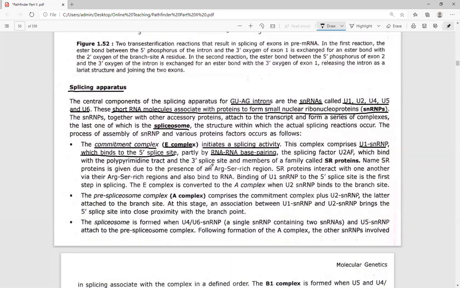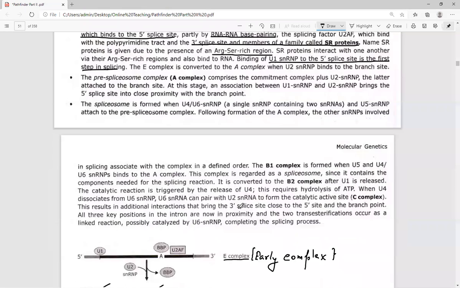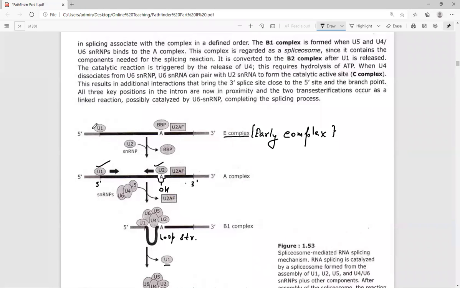Then the splice site is bound by a family of proteins referred to as the SR proteins, which catalyze the process of splicing. The name SR protein is given due to the presence of arginine and serine rich amino acid sequences in this protein. Binding of U1 snRNP to the 5' splice site is the first step in splicing. Once the U1 snRNP has bound to this site, referred to as the 5' splice site, splicing can take place.